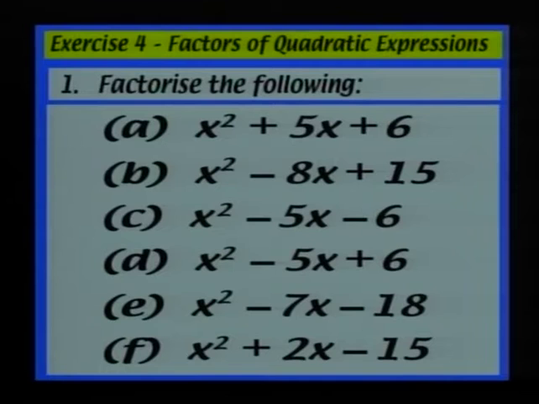X plus 2 times x minus y. X plus 2 times x minus y. Y or 9? 9. Okay, x plus 2 times x minus 9. Letter F. Andrew. X plus 5 times x minus 3. Good.